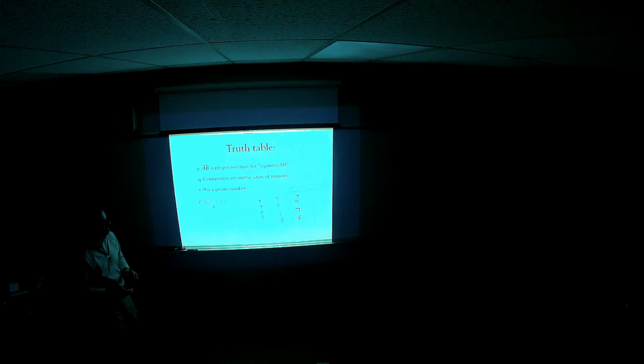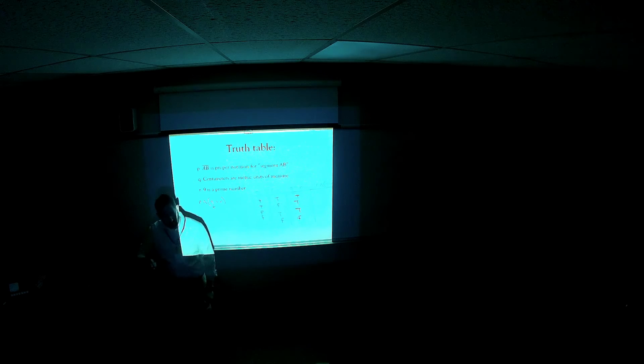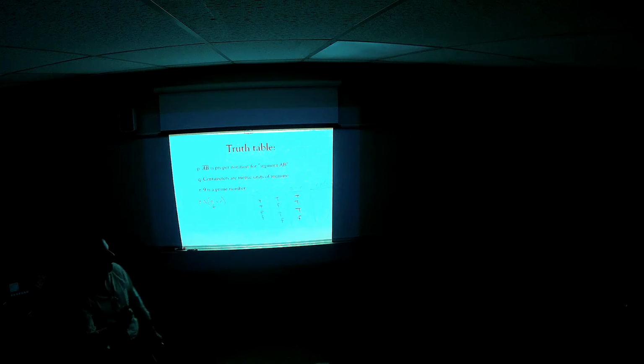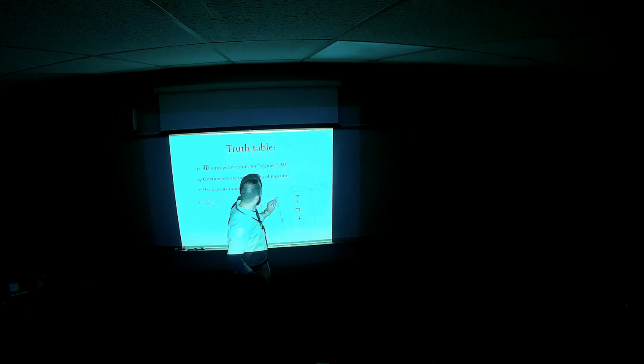For the last row, we're doing R and this one, so we're using these two columns. Now, this is a conjunction here. So the rule for conjunction is both have to be true. That's what conjunctions are. So we're looking at these two columns. Are they both true? Yes, so that's a true statement. Are they both true? No. Are they both true? Yes. Are they both true? No.